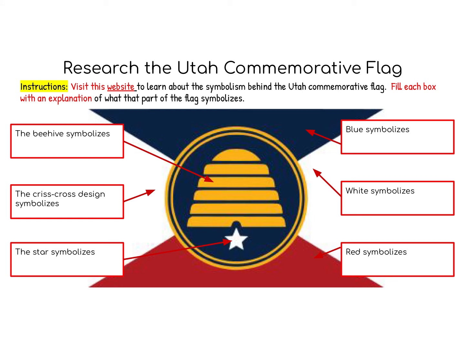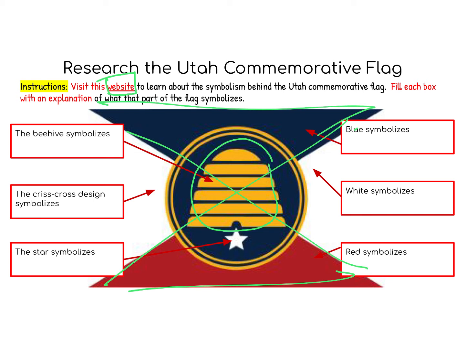On the next page, this is the commemorative flag. Again, there's another website that you're going to visit to learn about the symbolism there. You're going to discover, well, why the beehive? What's the crisscross design? And on the background, this blue and red design going on right here, what's that about? And what about the star? What does that symbolize? And why blue? And why white? And why red?